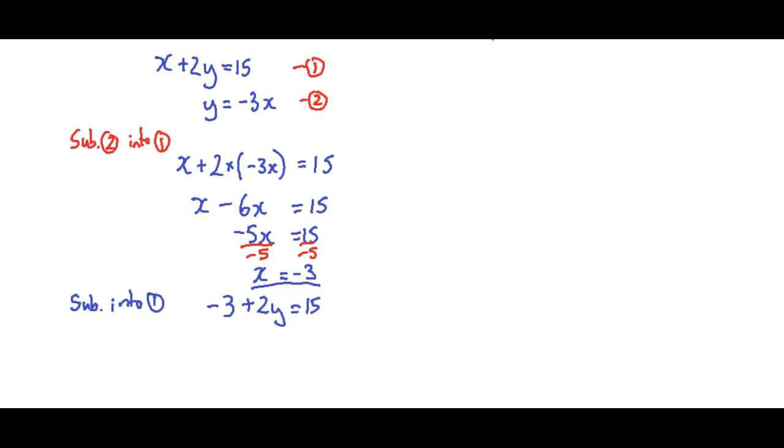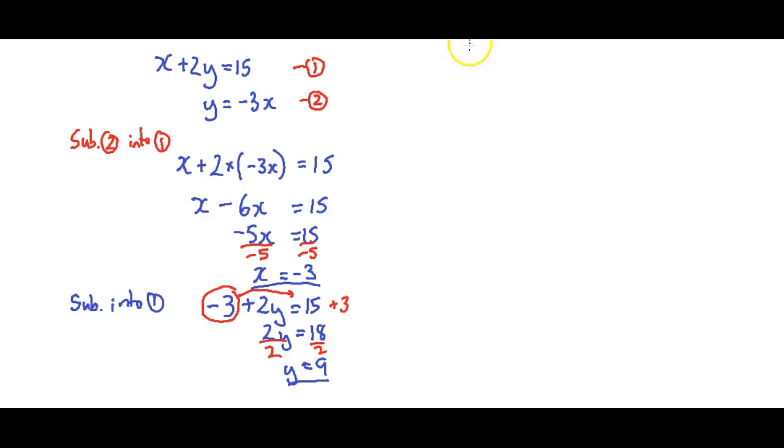Then I'm going to get the y by itself. I've got to get rid of this first, so I'm going to change the side and change the sign. So I end up with 2y is equal to 18. And to get y by itself, I need to divide all terms by 2. And the 2's will cancel, giving me y equals 9.